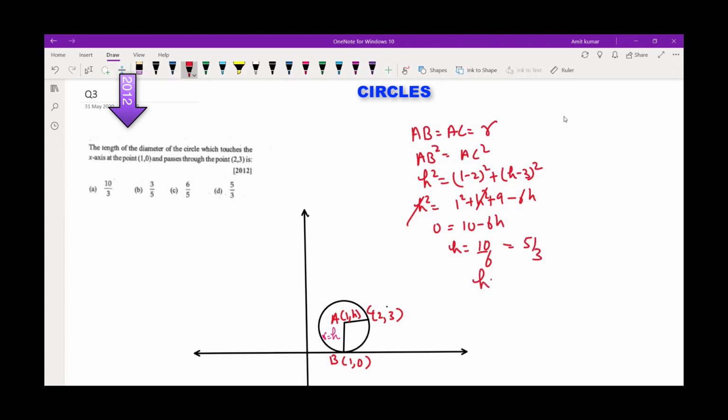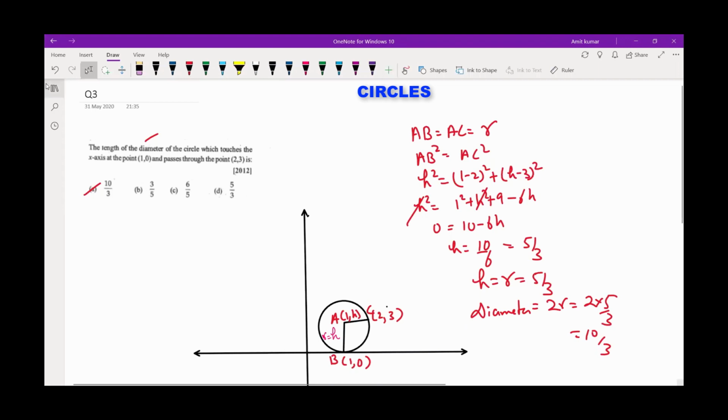And h is here the radius, and we have to find the diameter. So the diameter is twice the radius, so my answer comes out to be 10 by 3. So A part is the answer.